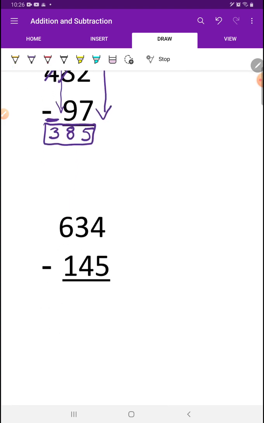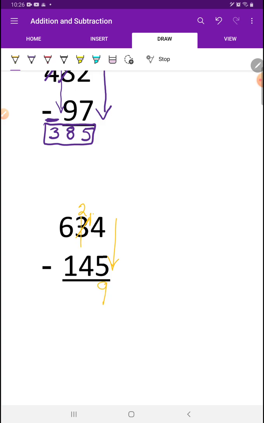385. Let's do another one. Let's practice another one. Again, we're doing it down. So 4 minus 5, not possible because 4 is too small. I cross out the 3 and I write a 2. 2 is 1 smaller than 3. I put the 1 there, so now I have a 14. 14 minus 5 is 9.